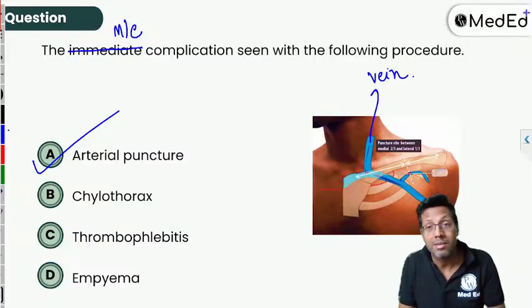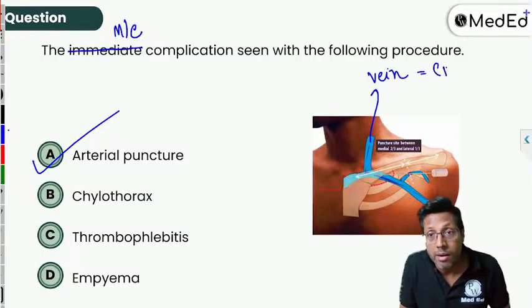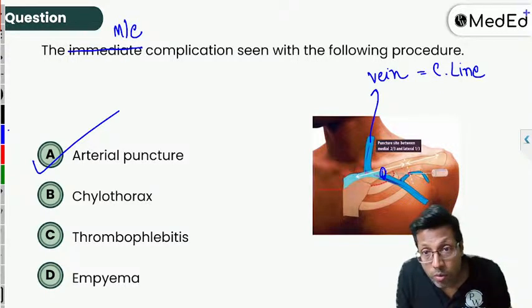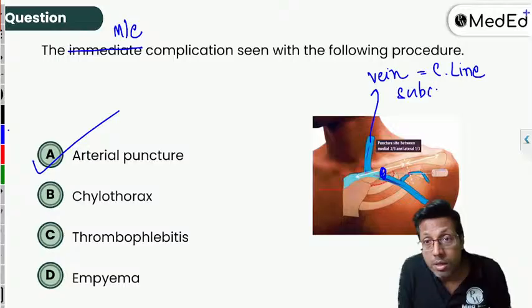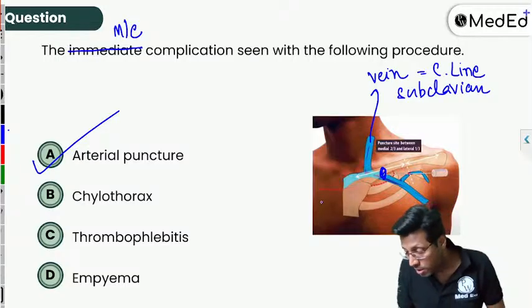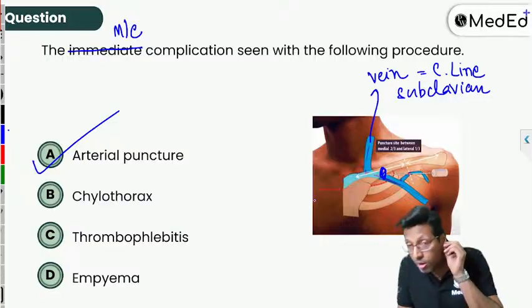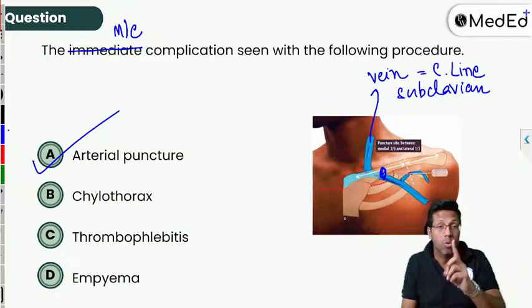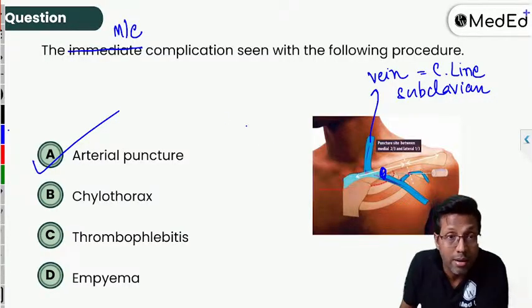What goes in the vein? It's a central vein. You know, it's not an IV cannula in the hand. So basically you're inserting a central line or a central venous catheter. And which place is this? You're inserting it over here. It's a subclavian. So basically the procedure is a subclavian central line. Okay, correct. It's not a block, it's a central line. That's what I'm trying to say. Don't get confused. This is a central line.